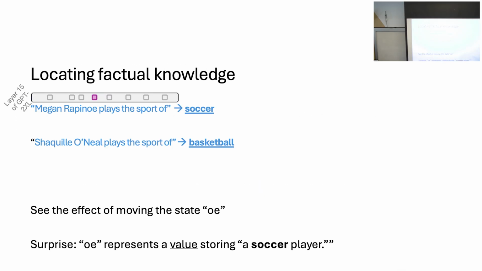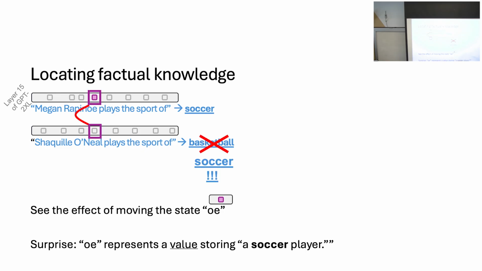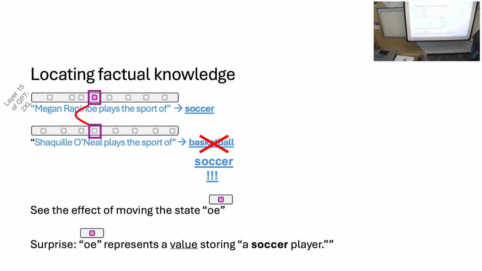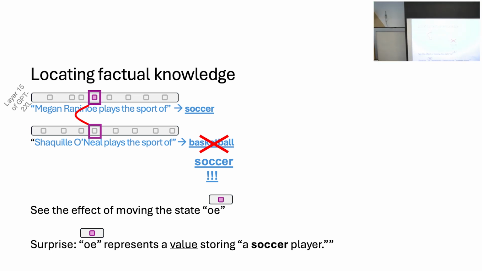Okay. So I'm going to run through a couple of other experimental designs. This is the experimental design that we just talked about. Megan Rapinoe plays the sport of soccer. You patch over. Now Neil also plays soccer. The way I think of that, in a simple way, is that the token at the end of Megan Rapinoe carries some information. It seems to store the value that somebody's a soccer player, because if you transport that vector over, it seems to move that idea around, right?